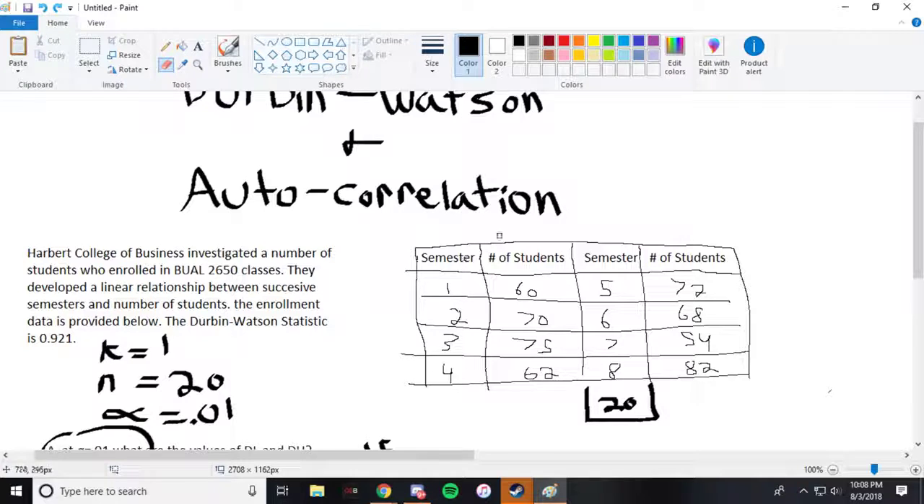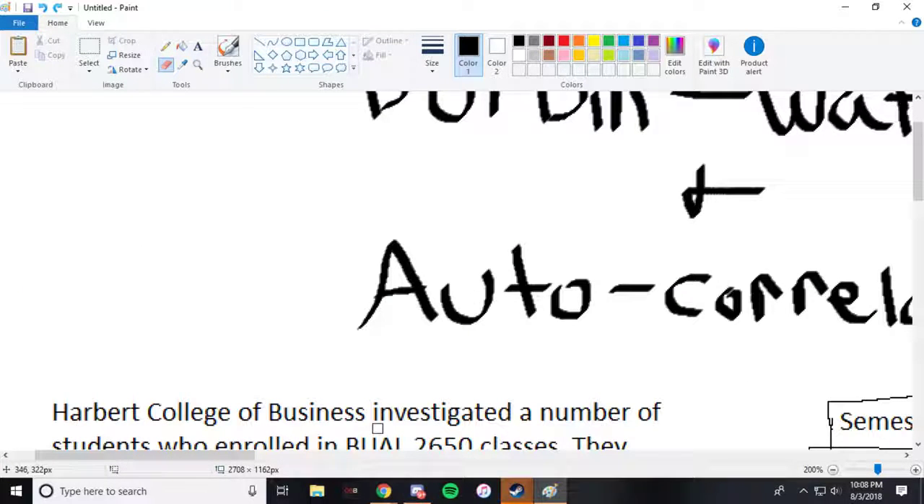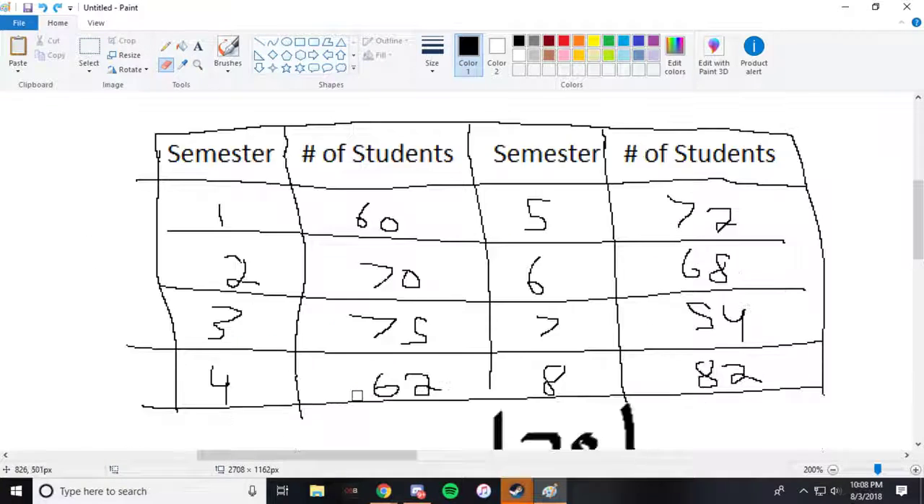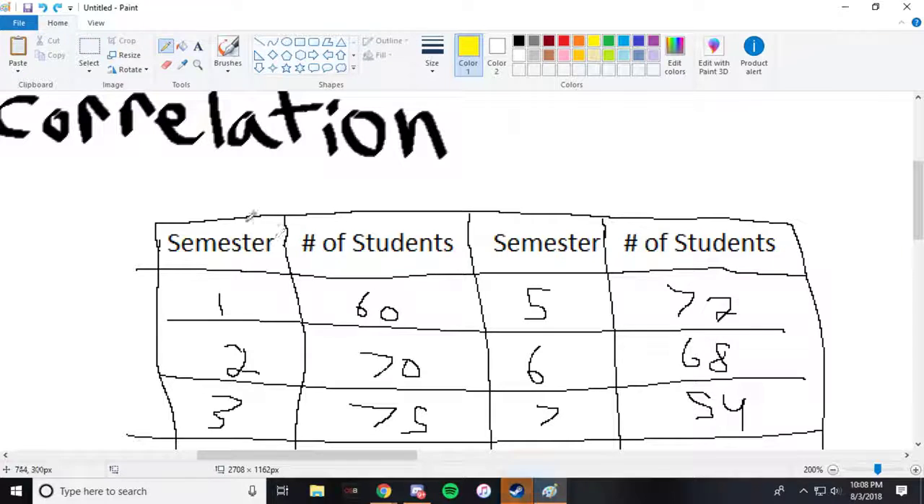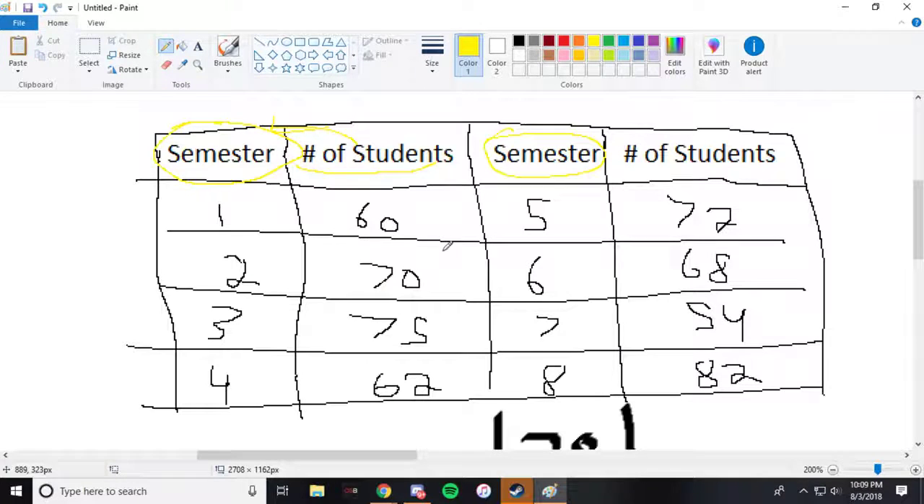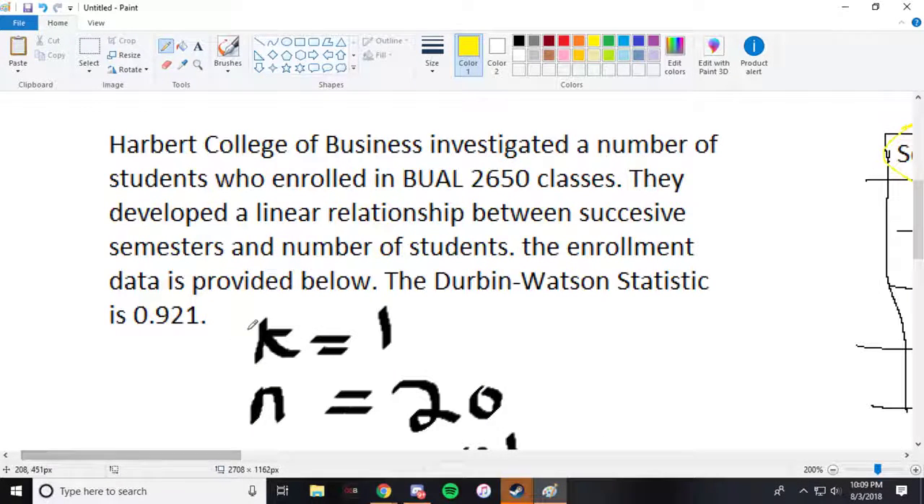Now here is our table over here. As you can see, it is semesters and number of students. We're going to assume that the semester number goes all the way to 20, and now we have our variables. It looks like there's two, but our K, which is what we want to know, is our number of independent variables. Our semester is going to be our independent variable because the number of students is dependent on the semester. So we're going to have a K, or our independent variable number, as 1.